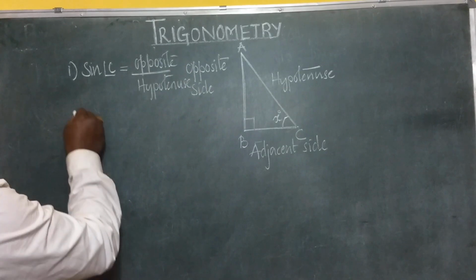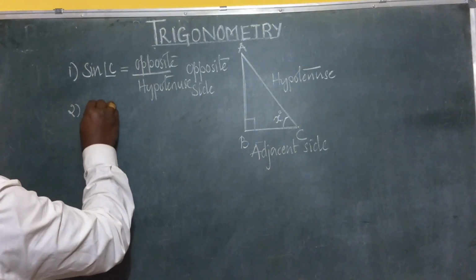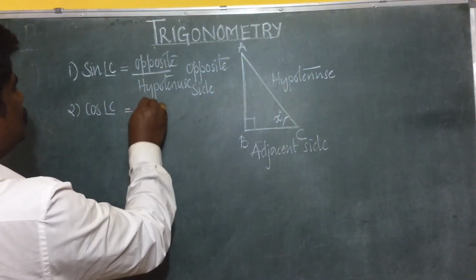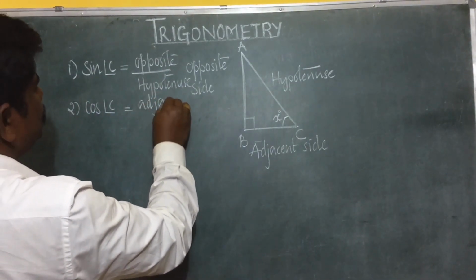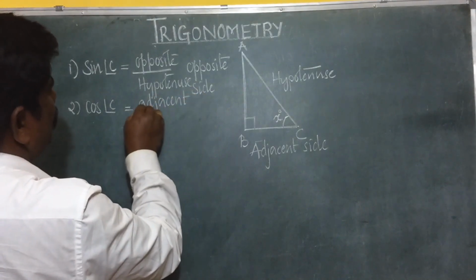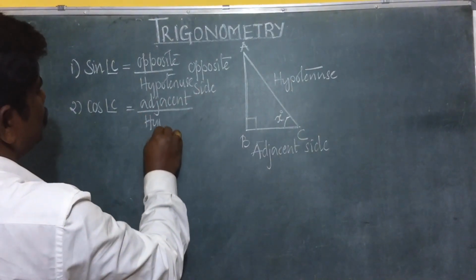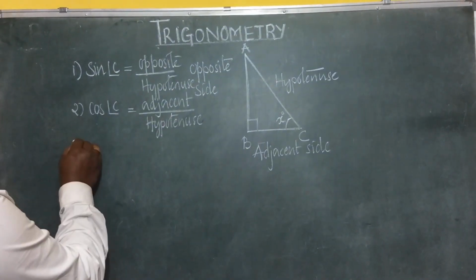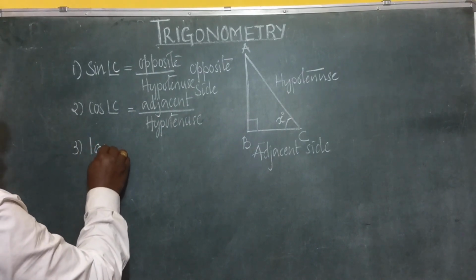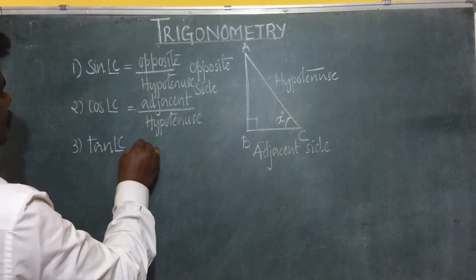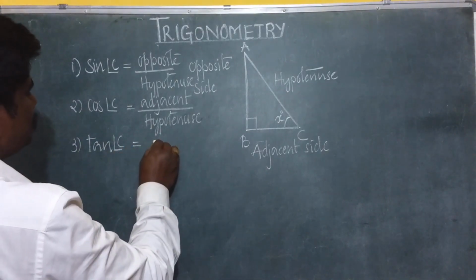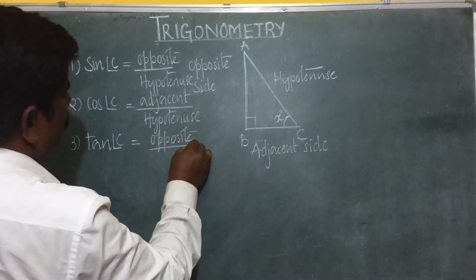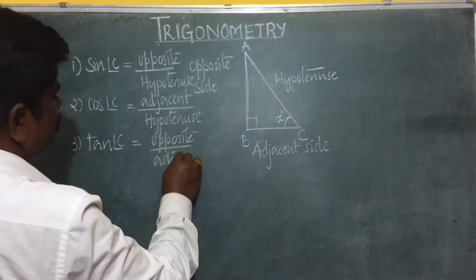Then cos of angle C, which is equal to adjacent upon hypotenuse. Third one is tan of angle C, which is equal to opposite upon adjacent.